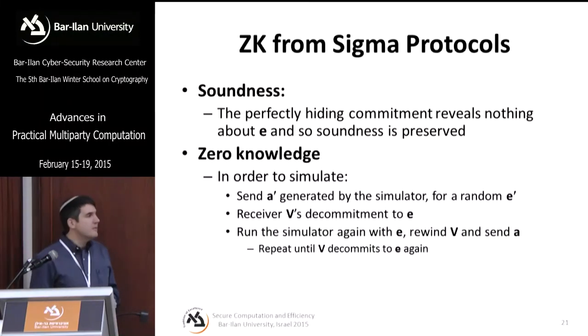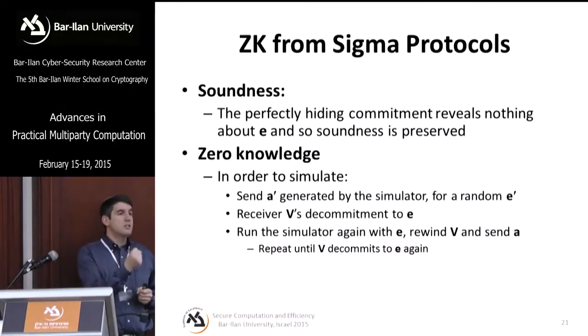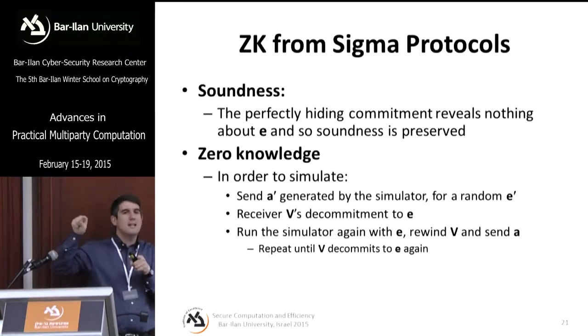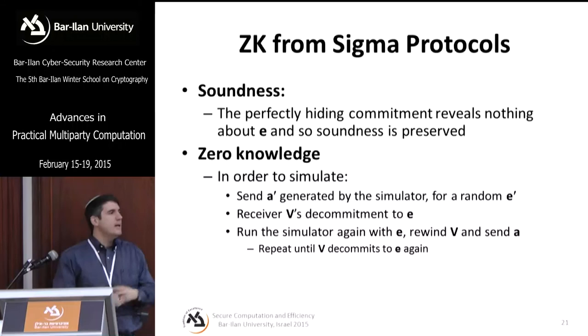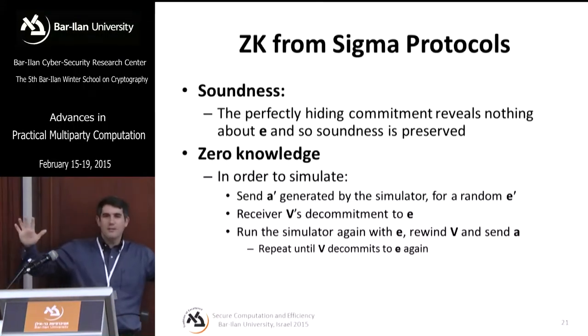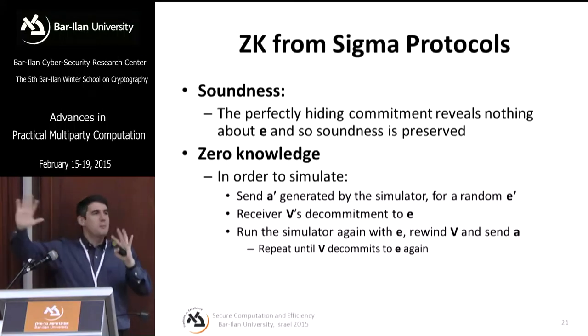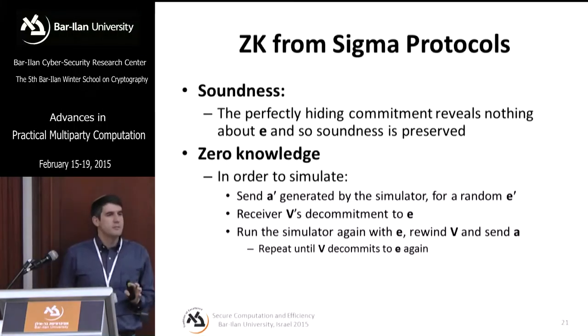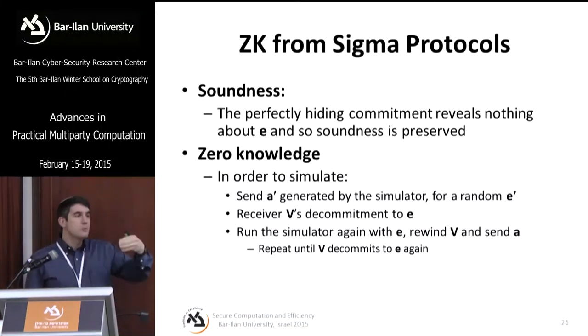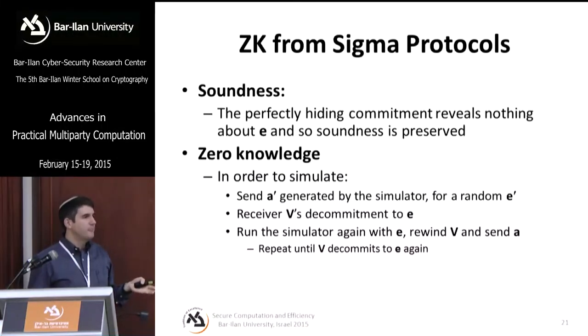Once it receives the verifier's decommitment, it says, great, now I know what the challenge is. Let me go a step back and start again and send a different A. Now an A that actually matches that E that I know how to answer. Again, rewinding, think about virtualization and taking a snapshot of the verifier, and now rewinding it back to that previous state and continuing from there. The verifier has no idea that it's been rewound. So its distribution at the end will look exactly the same.